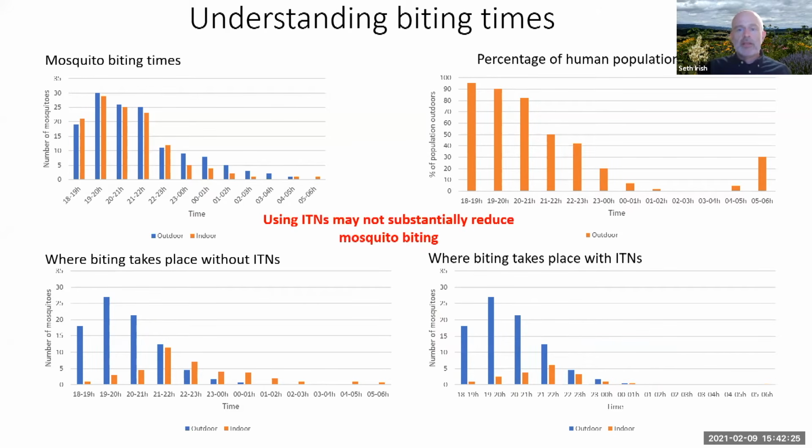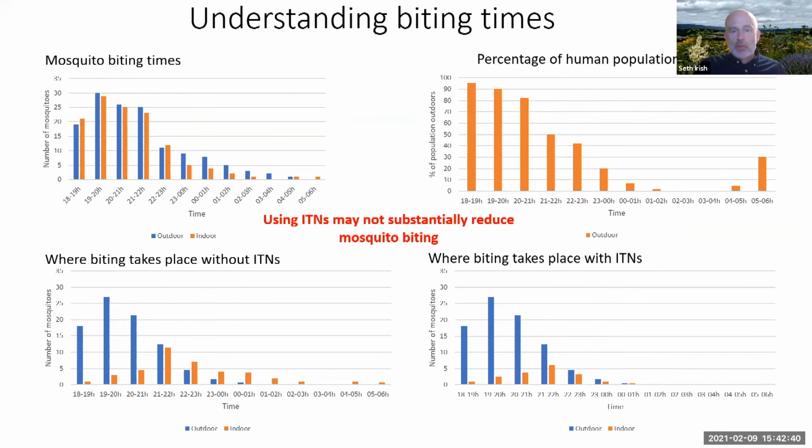So you can see that both the vector biting times and the human behavior combine to help you to understand when people are getting bitten and where they're getting bitten.